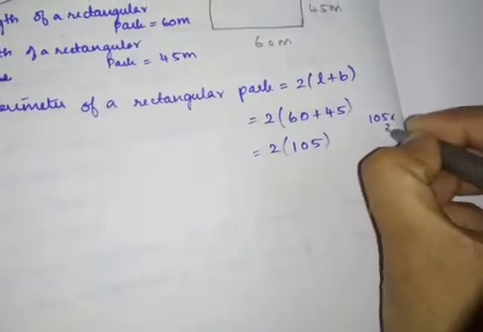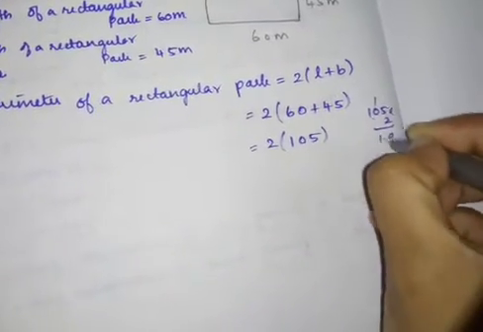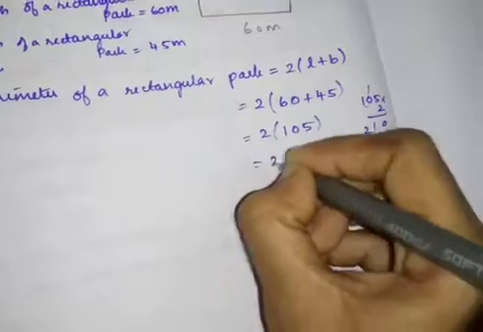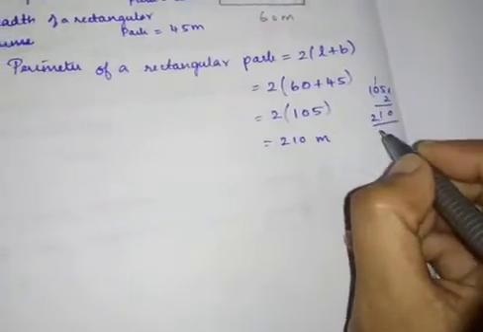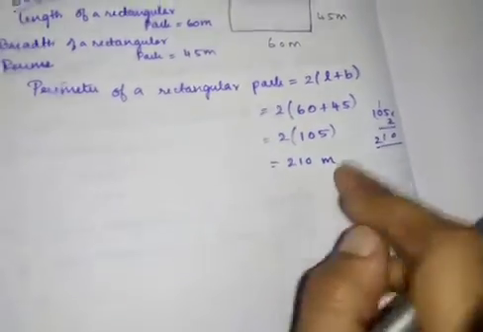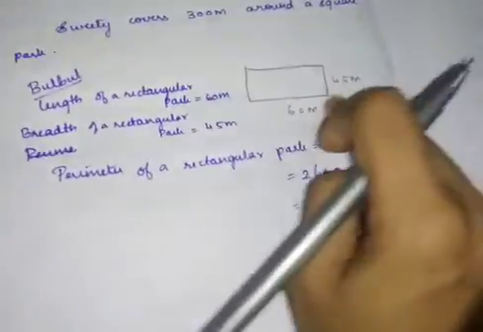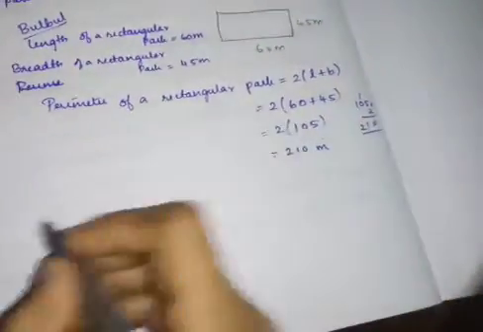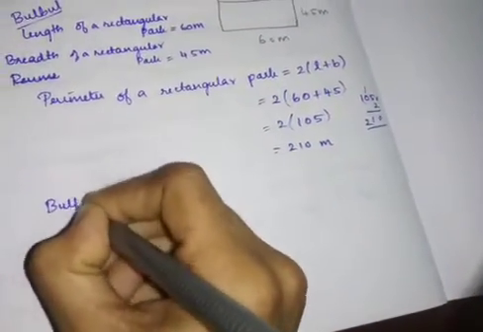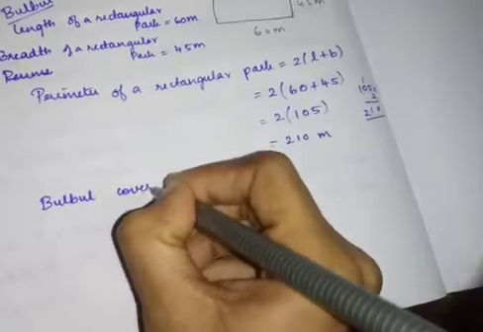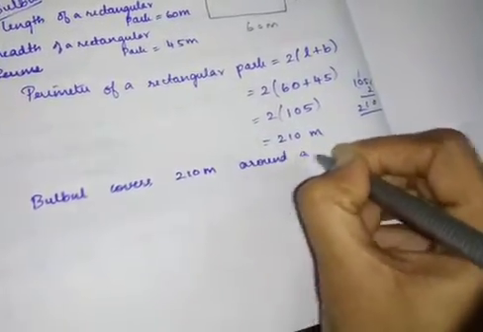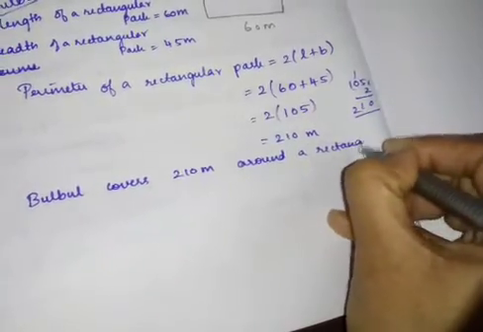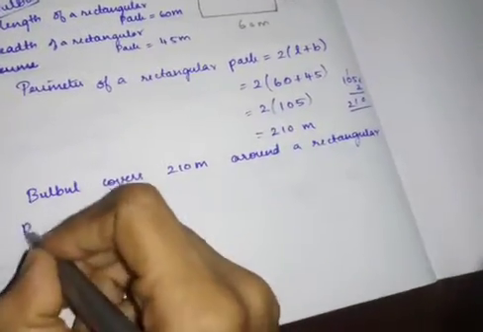So 105 into 2. 5 2s are 10, 2 1s are 2. So the answer is 210. Yes. So the perimeter of this rectangular park is 210 meters. So this Bulbul is covering overall 210 meters in this rectangular park. So we can say Bulbul covers 210 meter around a rectangular park.